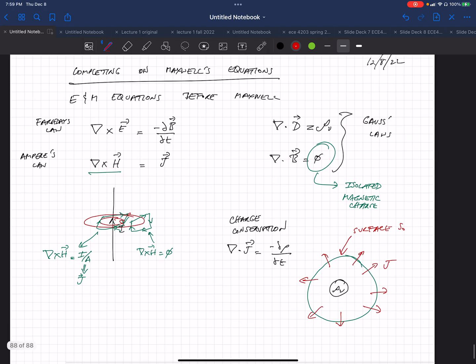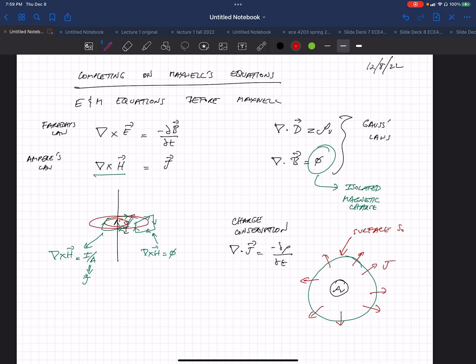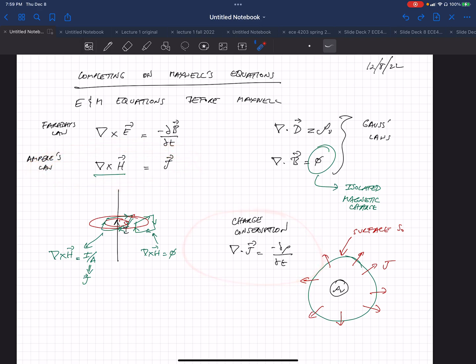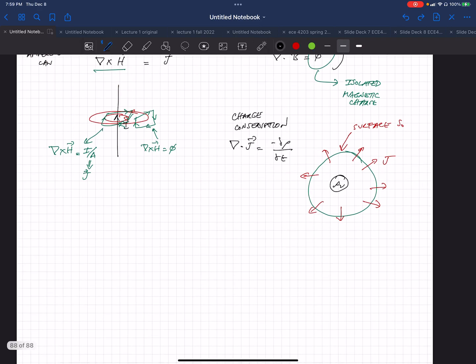So this was the state of understanding of electromagnetics before Maxwell. Everything made sense, except there was one thing that didn't, which was in Ampere's law. There was an inconsistency between this law and charge conservation. So let's see why.